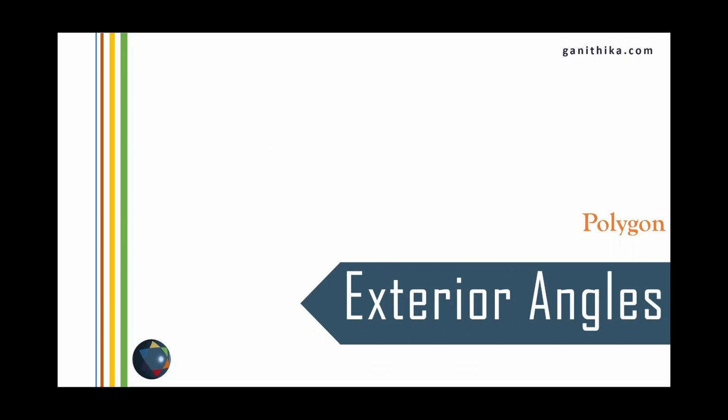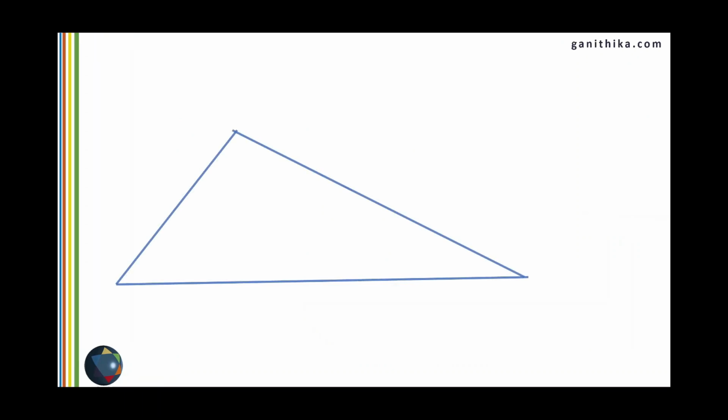Let's proceed with exterior angles of a polygon. As usual, let's start with the triangle. And this triangle is ABC as usual. We need an exterior angle of the triangle, so I extend the base BC and make this angle and call it angle 1, which is the exterior angle of the triangle ABC.